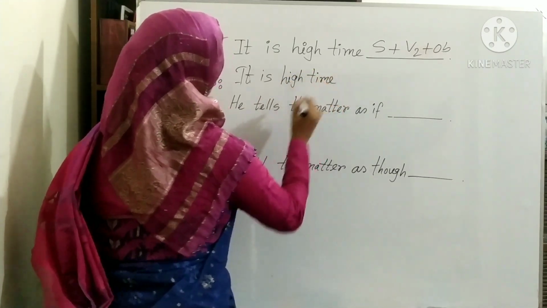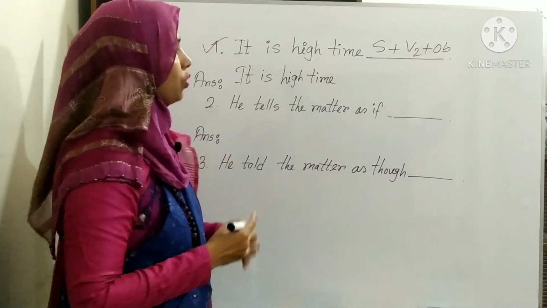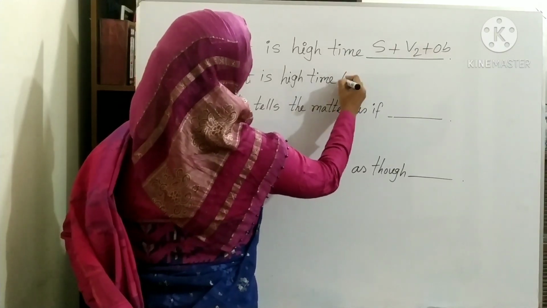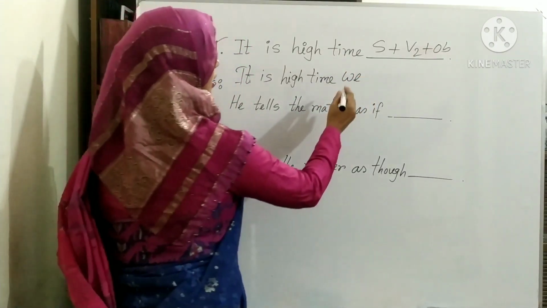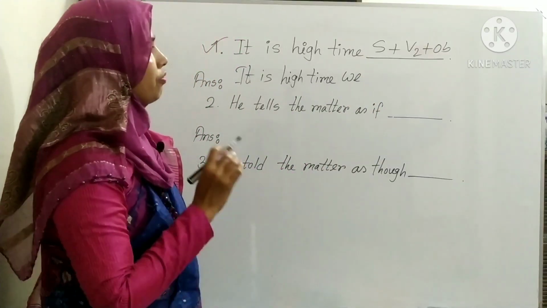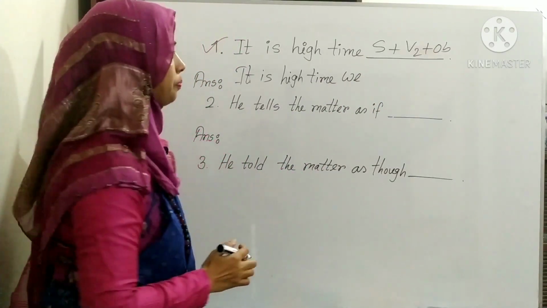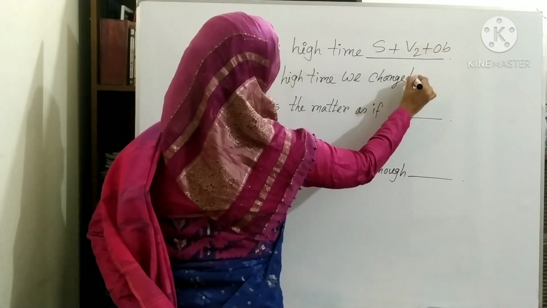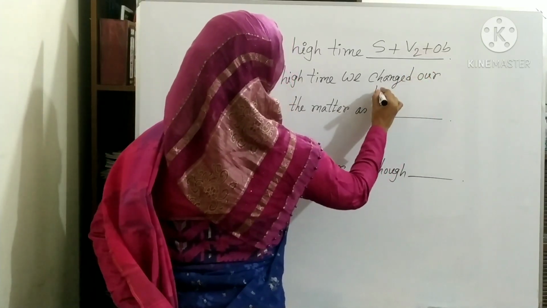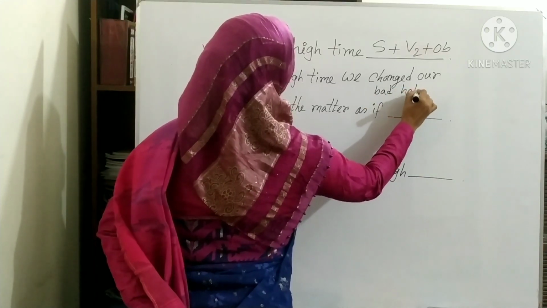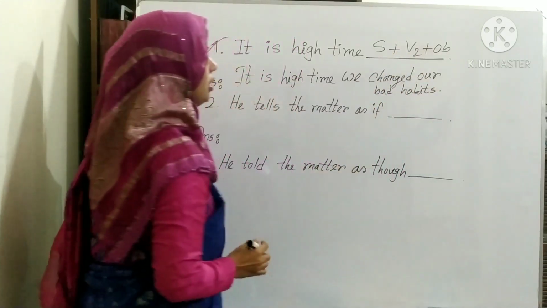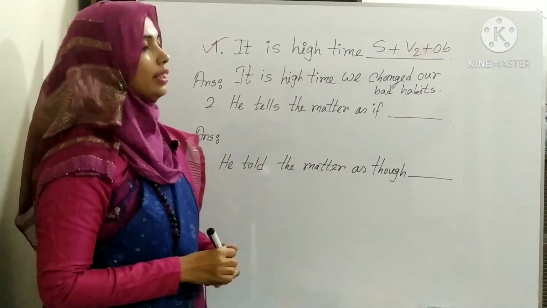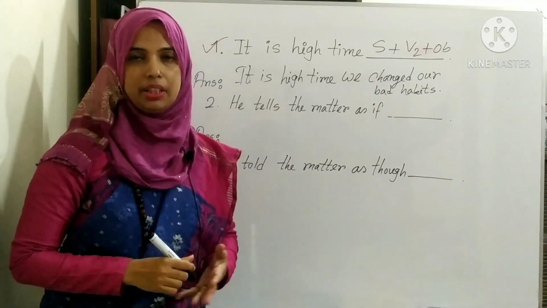That means it's appropriate time. What to do? It is high time we can write, it is high time we. Then after subject you must put a verb in past form. Okay, we changed our bad habits. Okay, dear students, now when you know the appropriate rule, then there is no need to be worried about the writing of the correct sentence.